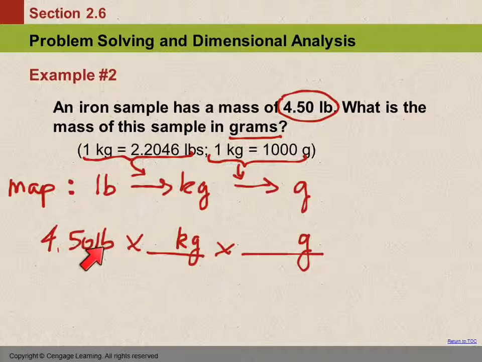Now, we need to get rid of pounds. How do we get rid of pounds? We want to divide by it. So we're going to put pounds in the bottom, and that would mean that pounds over pounds equals 1, cancels out. To get rid of kilograms, we put the kilograms over here. Kilograms over kilograms equals 1, they cancel out.